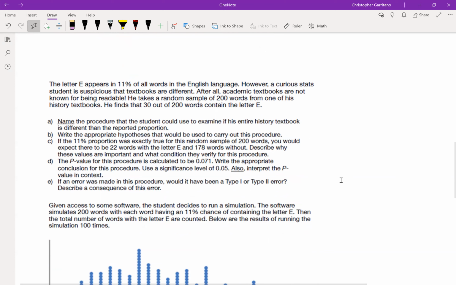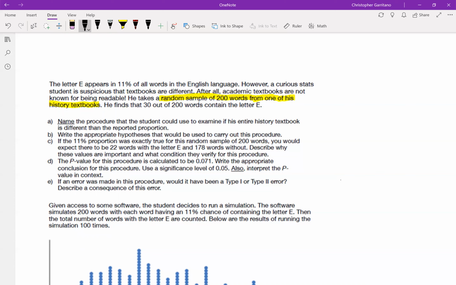So we have a student who understands this fact that the letter E appears in 11% of all words. And then this student is actually curious about one of their own textbooks. So this student takes a random sample of 200 words from one of his history textbooks.